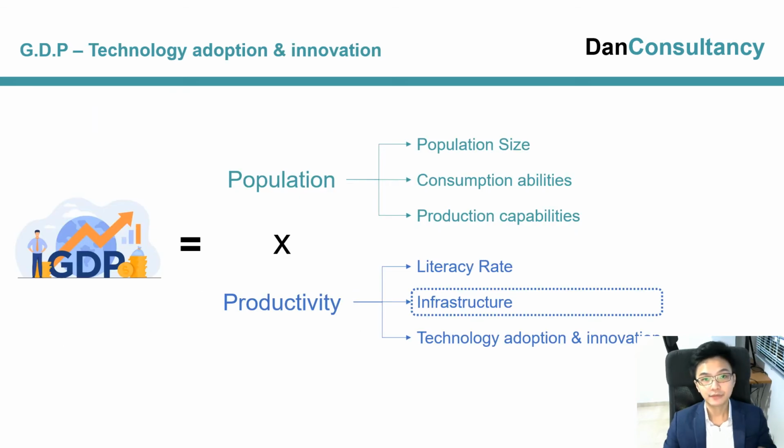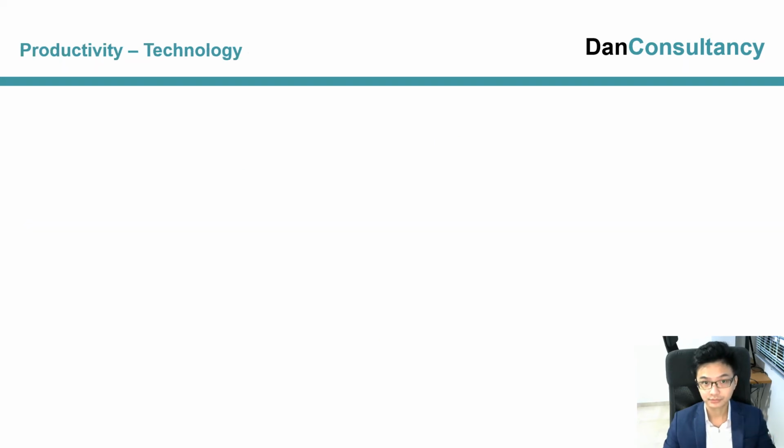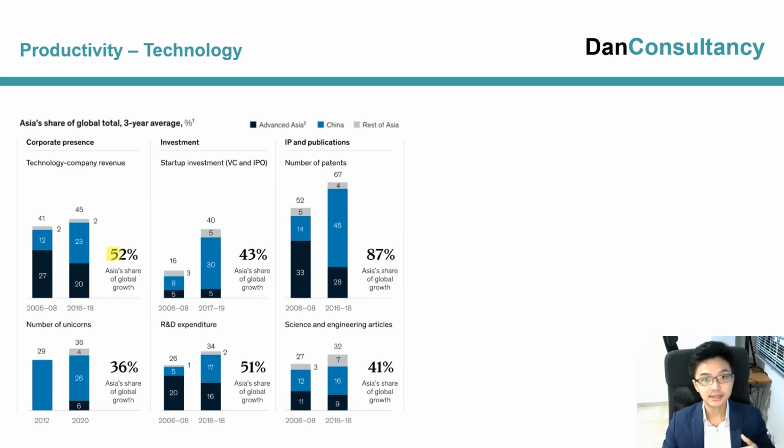And that brings me to the last factor of productivity, and that is technology adoption and innovation. Over the last decade, Asia has accounted for a large regional share of the global growth in key technology metrics. And though I can't find any evidence of future projections, it is reasonable to assume that Asia will continue to account for a large share of technological advancement in the world.